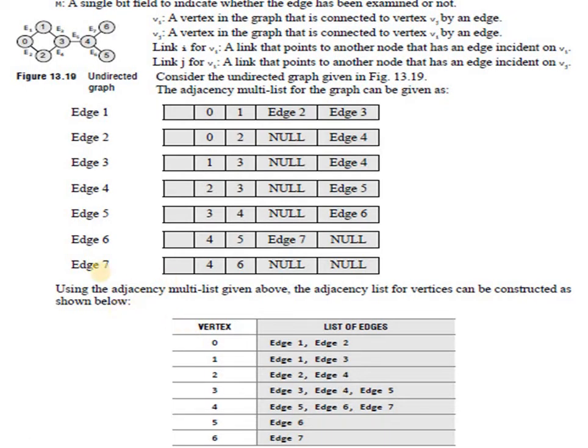Using the adjacency multi-list given, the adjacency list for the vertices can be constructed as shown. Here we have vertices 0, 1, 2, 3, 4, 5, 6. For 0 we have the edge set E1 and E2. For 1 we have E1 and E3. Then for 3 we have E2 and E4. Then for 4 we have 7 and 6 and this 5. These are the lists.